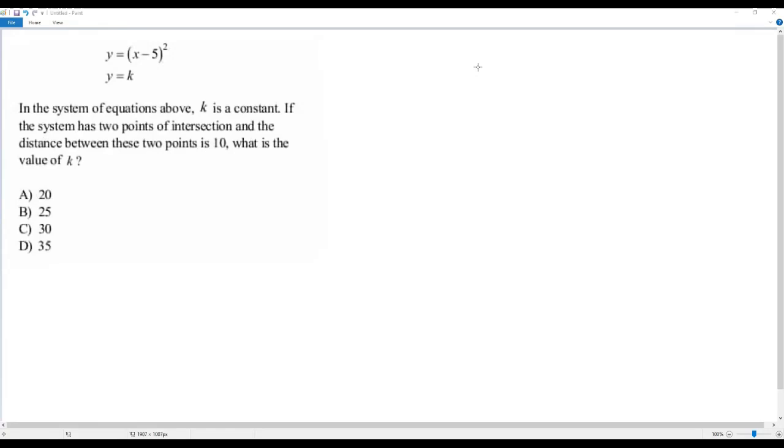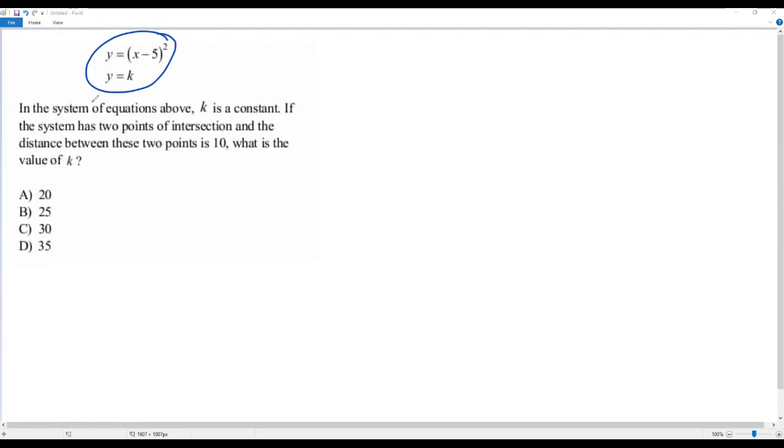Here we have a SAT math problem. Okay, let's go to the question. Here we have a system of equations. In the system of equations above, k is a constant. If the system has 2 points of intersection and the distance between these 2 points is 10, what is the value of k? Okay, the question says the graphs of the two equations intersect in 2 points.